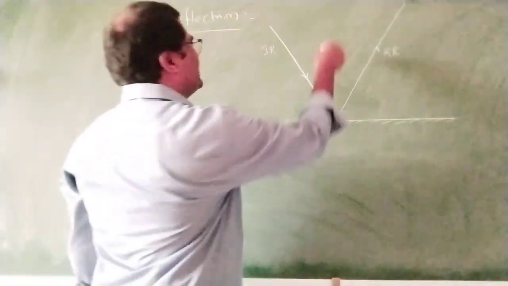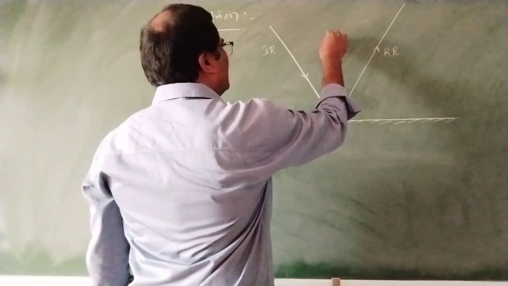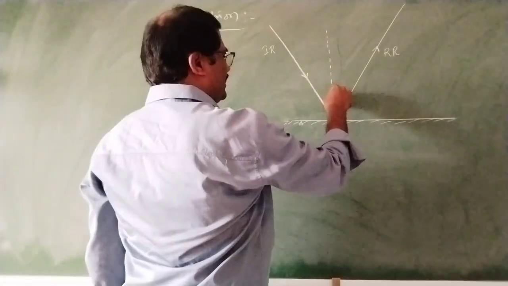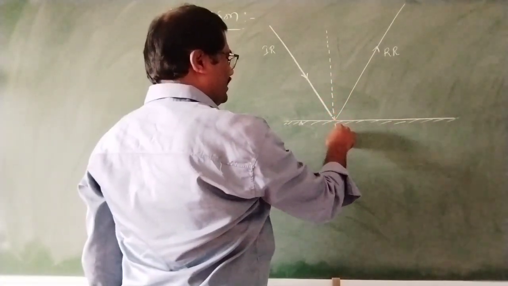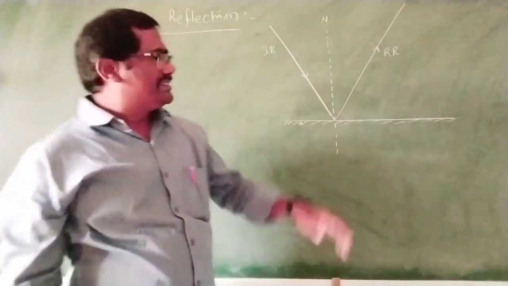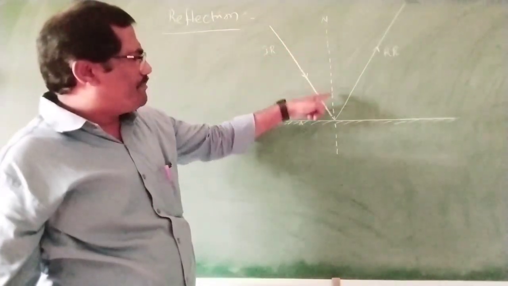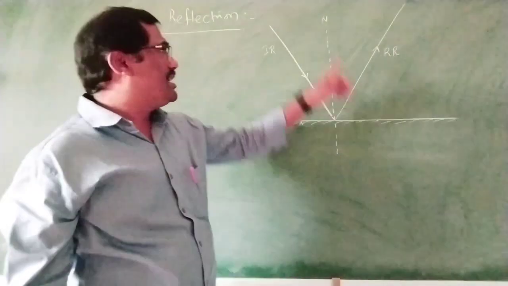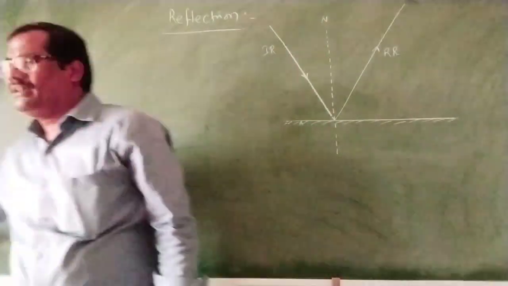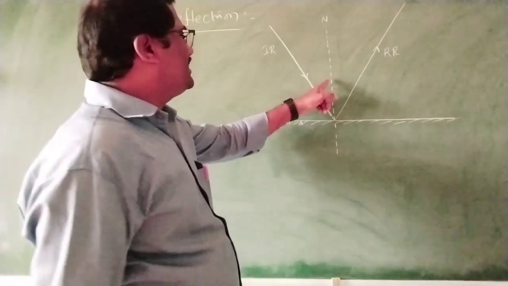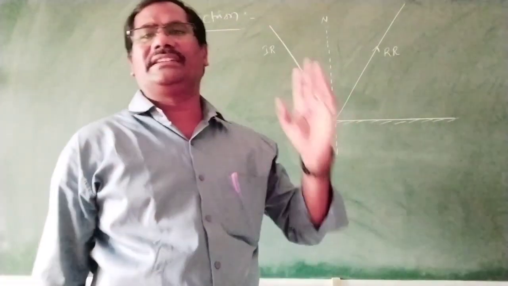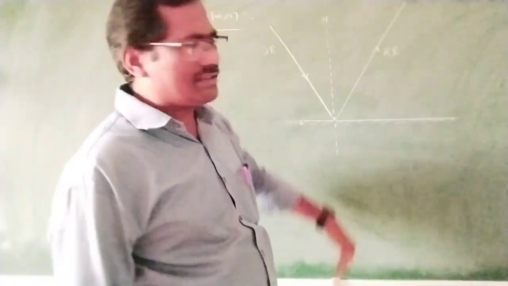Okay, listen. This is the normal. How to define the normal? An imaginary line drawn perpendicular to the surface is known as the normal. Normal means the angle between the normal and the reflecting surface is exactly 90 degrees. That is, perpendicular to the surface.